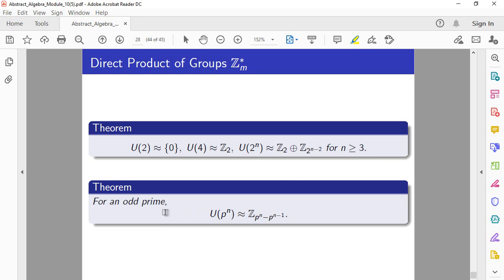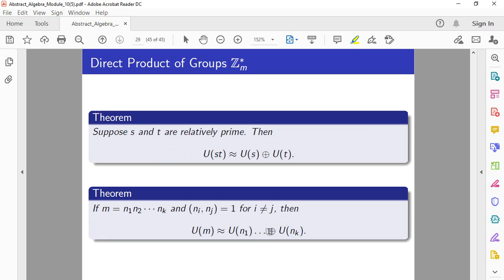For an odd prime number p, U of p to the n is identical to the cyclic group Z of p to the n minus p to the n minus 1. So the modulus here is p to the n minus p to the n minus 1. In particular, U of p to the n is going to be cyclic. If S and T are relatively prime, then U of ST is identical to U of S direct sum with U of T.